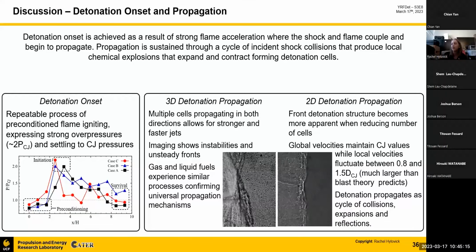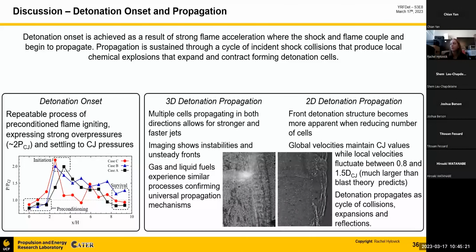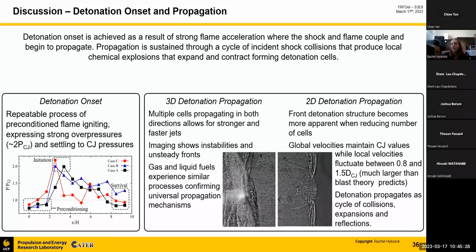And then when we go to the 2D channel, we're able to see that the front structure is more apparent, and local velocities are fluctuating between 0.8 and 1.5 DCJ. It's a process of collisions, expansions, and reflections. So that's what we're seeing as far as onset and propagation.